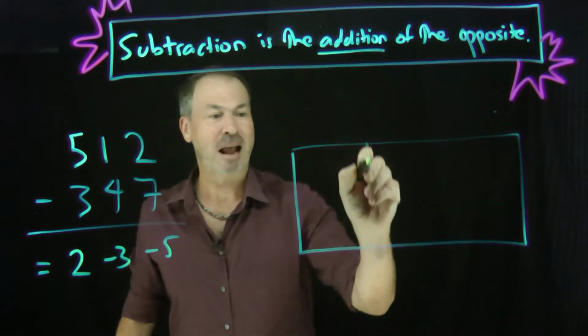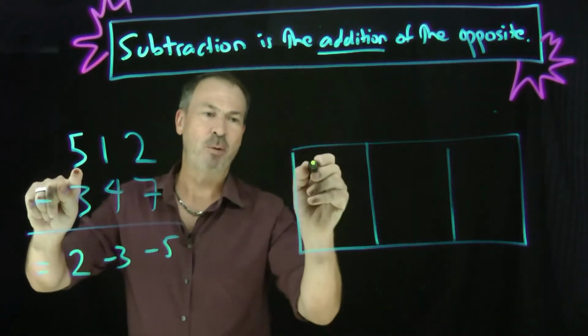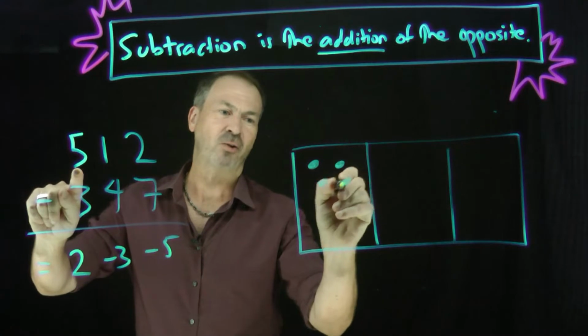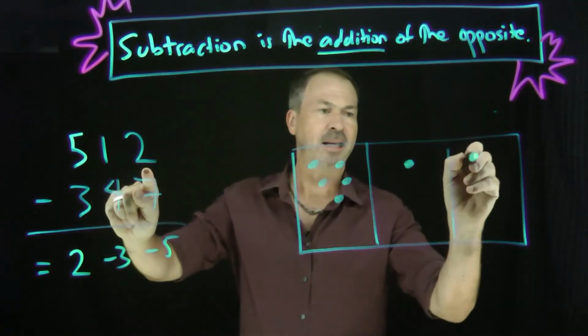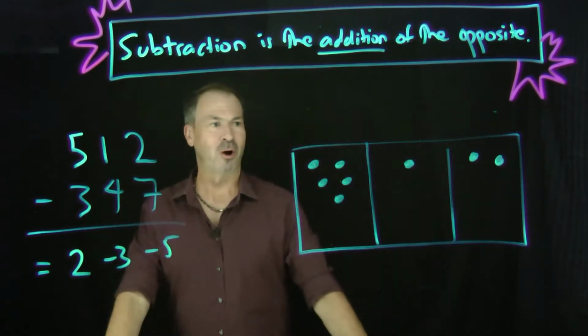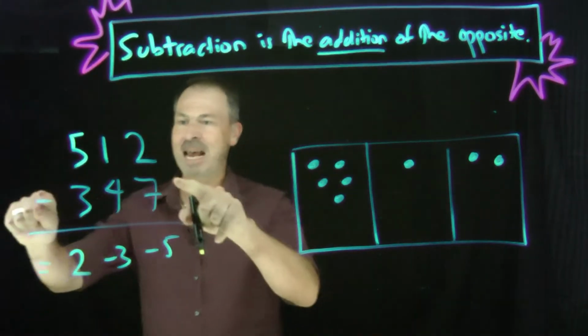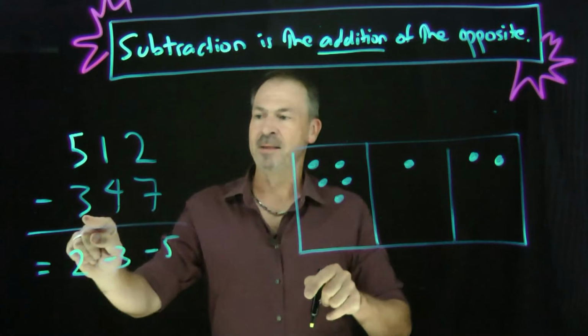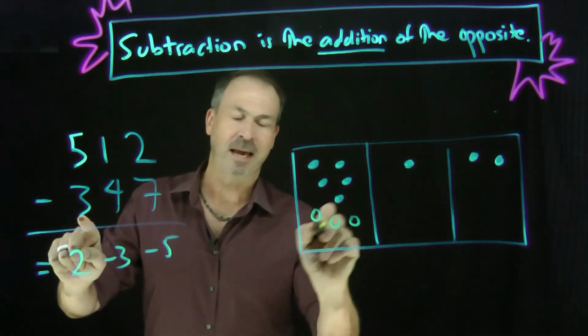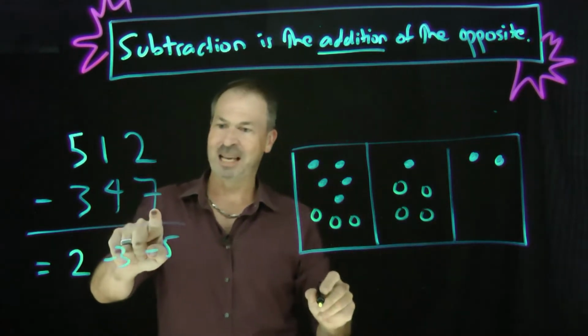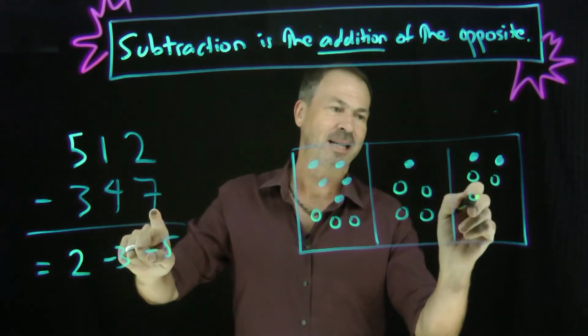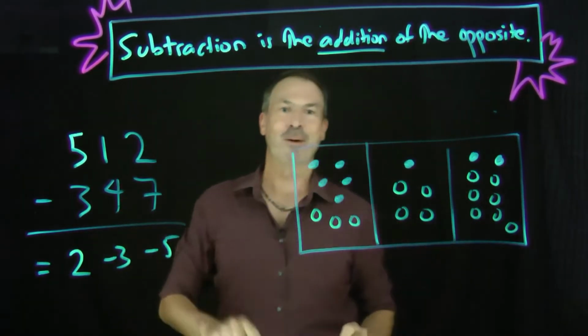Here's the dots and boxes picture of this. We start with 500, five actual dots there in the hundreds place, 10, one actual dot in the tens place, and two ones, two actual dots in the ones place. And please add the opposite of 347. The opposite of three dots here would be three Todds there. Opposite four dots in the tens place would be four Todds there. And the opposite of seven dots there would be seven Todds here. Four, five, six, seven. There we go.